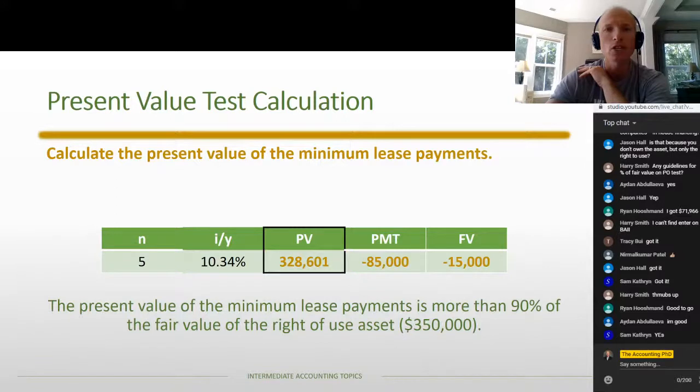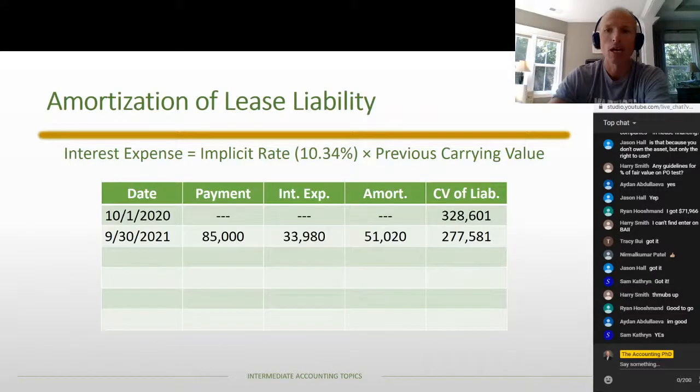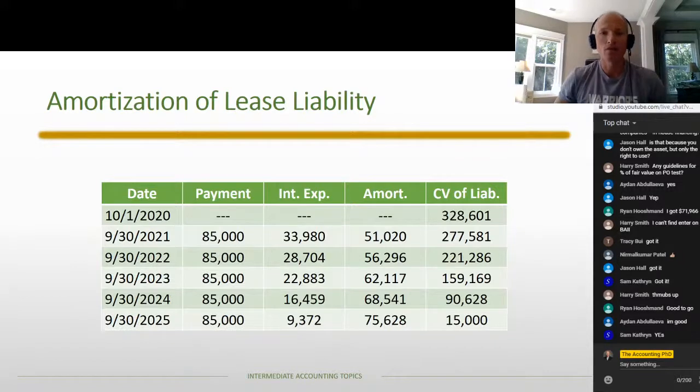So what amortization does is it takes you from the present value to the future value. So we're going from $328,601 to $15,000. So that's what the TVM does. It takes you from the PV to the FV. And so with this amortization table, we're starting with the PV and we're going to end up with the FV. And so whenever you're doing these amortization tables, that's what you should look for. That's what should be happening.